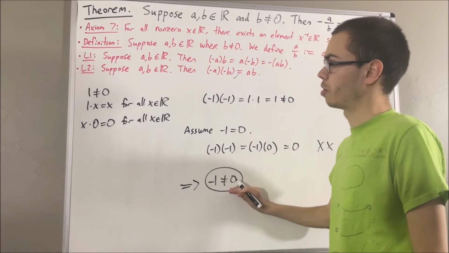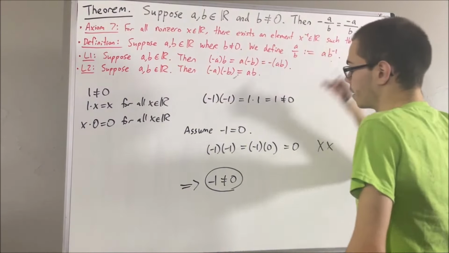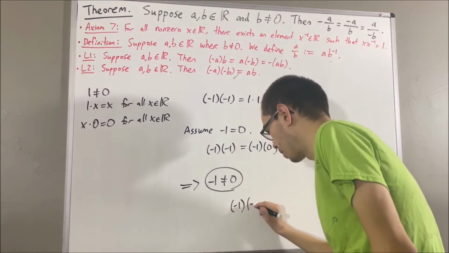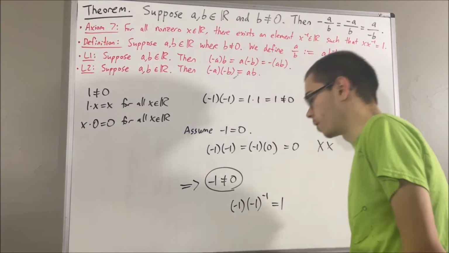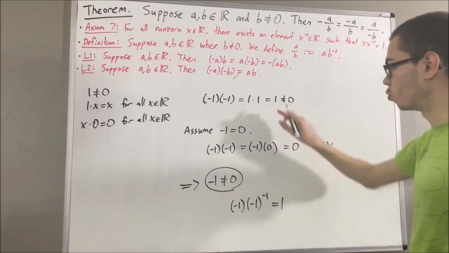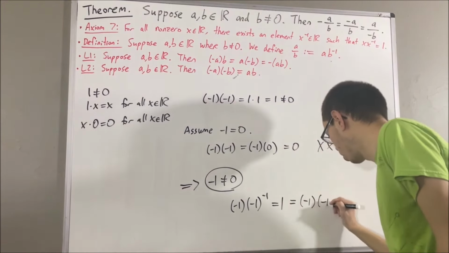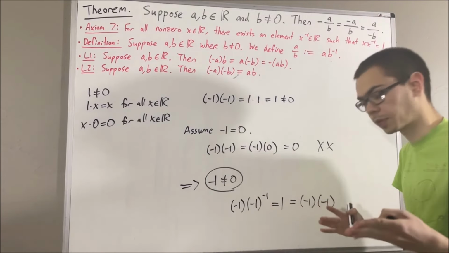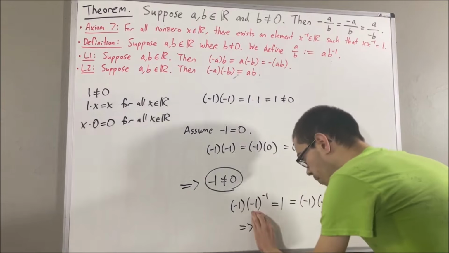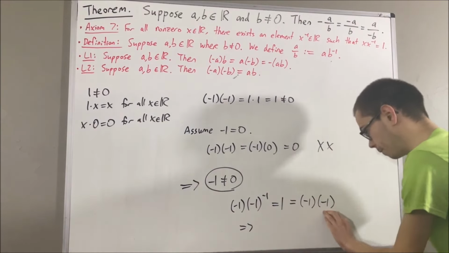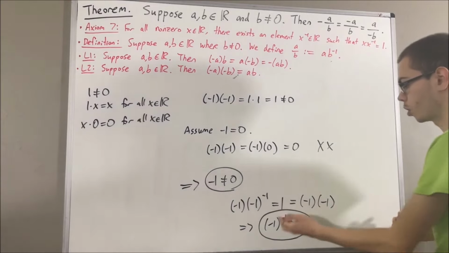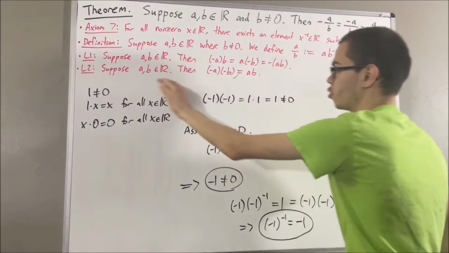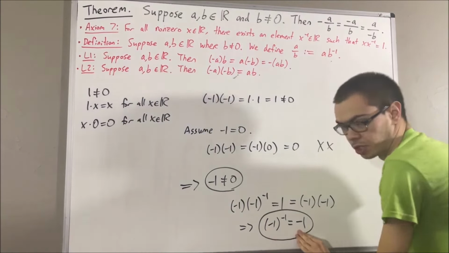Because negative 1 is not equal to 0, well then, by axiom 7, negative 1 has a reciprocal, and it has the property that negative 1 times the reciprocal of negative 1 is equal to 1. But we've just shown that 1 is equal to negative 1 times negative 1. So then, if we divide negative 1 on both sides, or in other words, we're applying the cancellation law of multiplication, this implies the reciprocal of negative 1 is equal to negative 1. And so we're going to be using this fact to prove this theorem. We're not going to need this result, so I'm going to replace this result with this result.